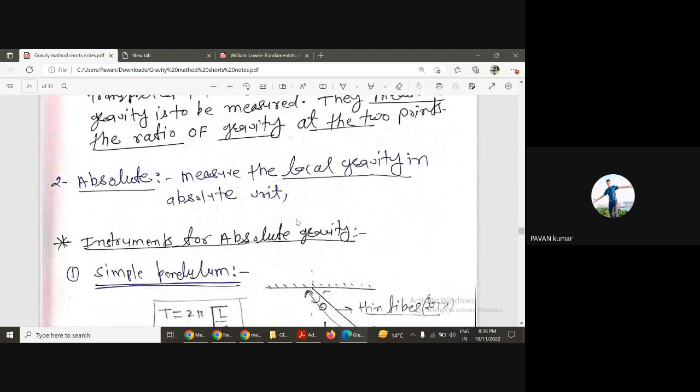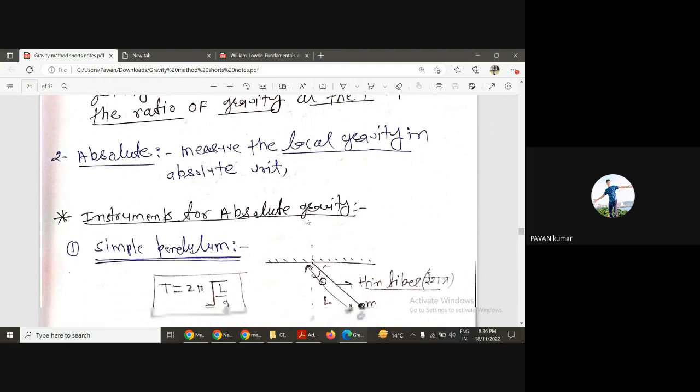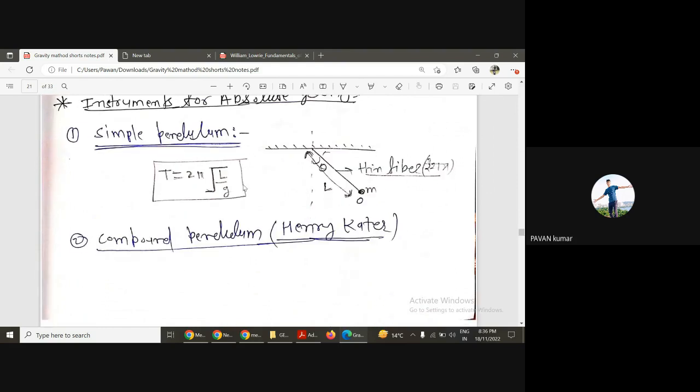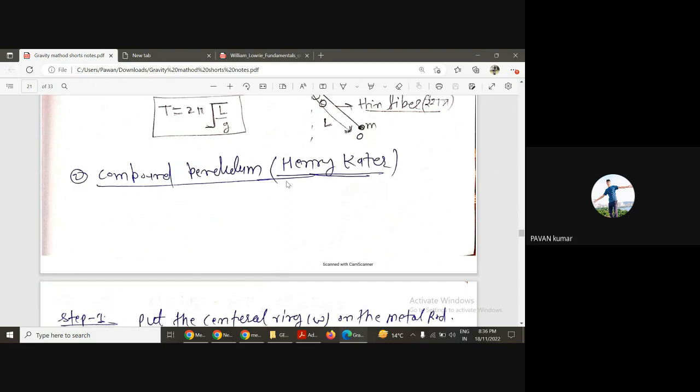The other one is absolute gravity. In absolute gravity, we measure the local gravity at a particular point. We use different instruments for measuring absolute gravity. One is the simple pendulum. By measuring the time period, we obtain the absolute gravity at a particular point. Another instrument is the compound pendulum, which is called Henry Kater's pendulum.